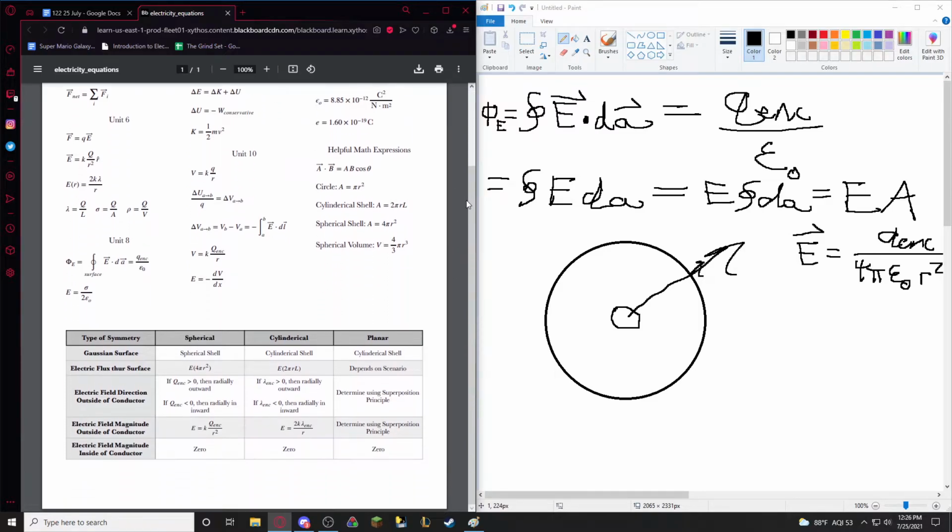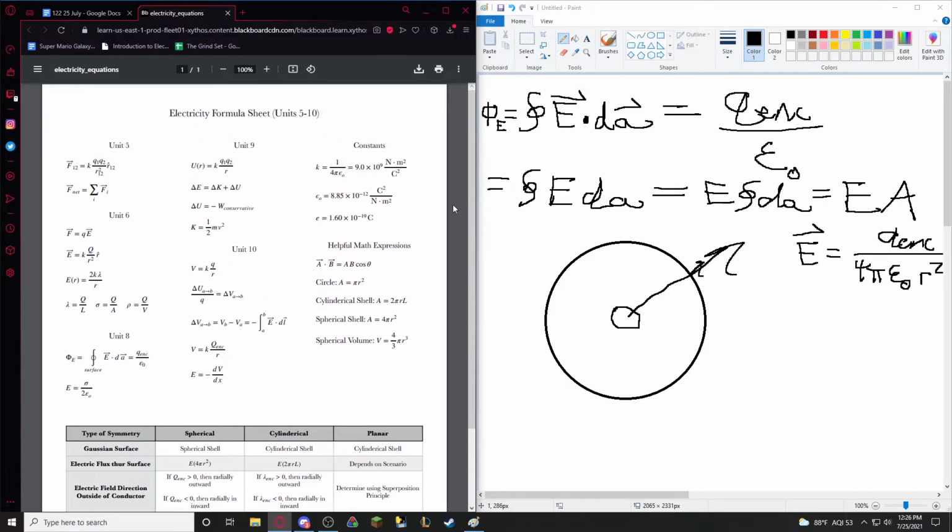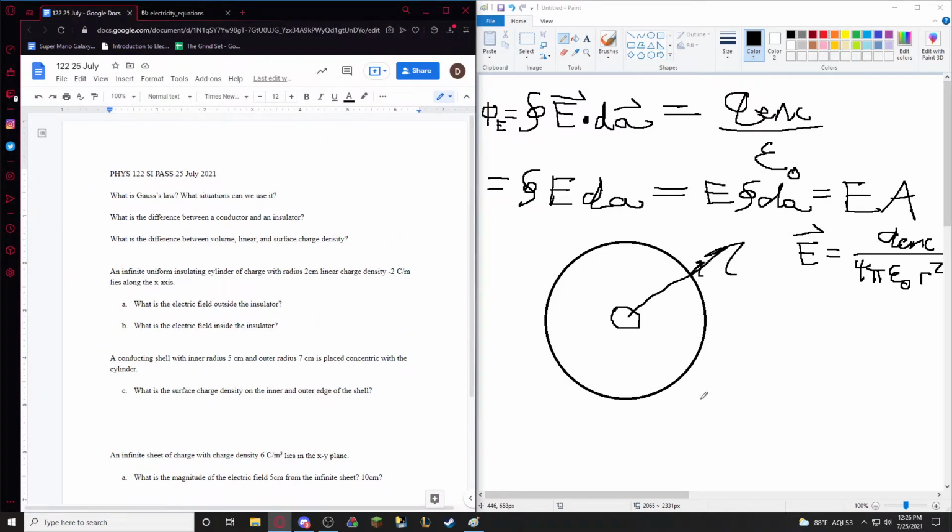Let's see. Okay. So I believe the linear should be the lambda. So it's the charge over the length. Exactly. So that's going to be used for lines of charge or long cylinders. Yeah, that's typically for cylinders. The volume, that would be Q over V, and I believe the V would still represent volume. Exactly.